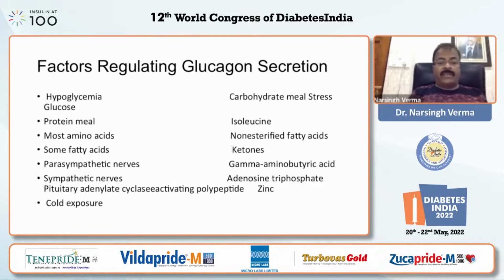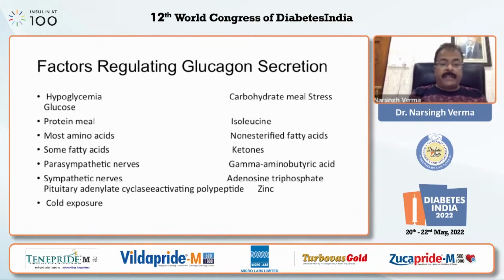A protein meal increases glucagon secretion, while isoleucine decreases it. Most of the amino acids increase glucagon secretion, while non-esterified fatty acids decrease it. Some fatty acids may also increase it, but ketones definitely decrease glucagon secretion. When there is parasympathetic stimulation, glucagon secretion will be more, while gamma-aminobutyric acid, GABA, decreases glucagon secretion. Sympathetic nerves also increase glucagon secretion, while ATP decreases it. Whenever more ATP is already present, then glucagon will be decreased.